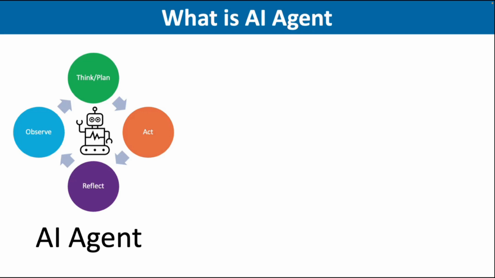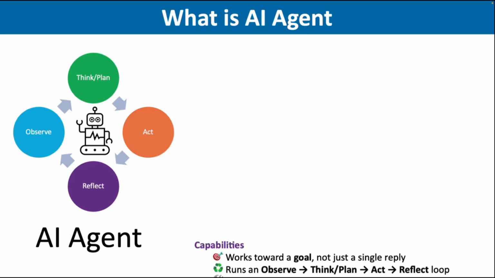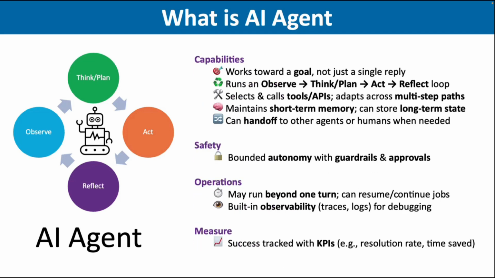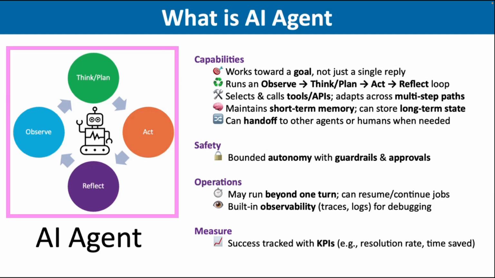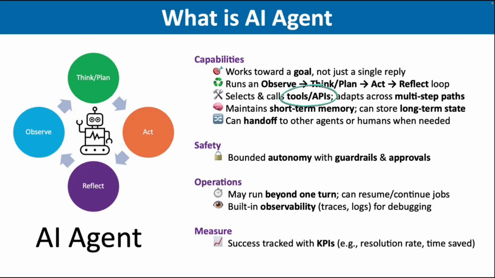So what is an AI agent? An AI agent is a goal-driven program. Instead of giving one answer and stopping, it works towards an outcome. It does that by looping through this observe, think, plan, act, and reflect cycle. On each loop, it can select and call tools or APIs, for example, a calendar, a database, or a troubleshooting system. Then it reflects on the result and decides the next step.